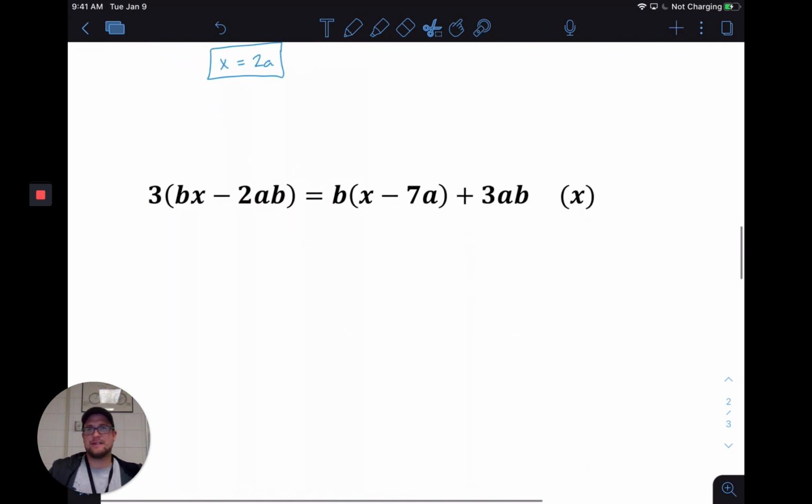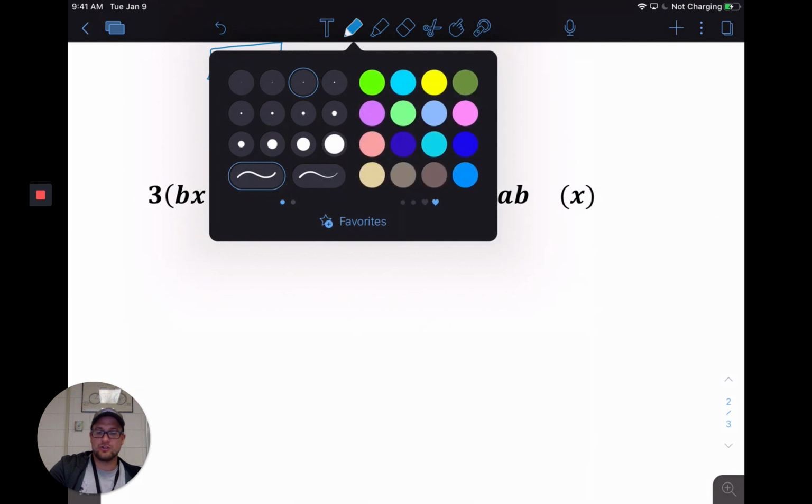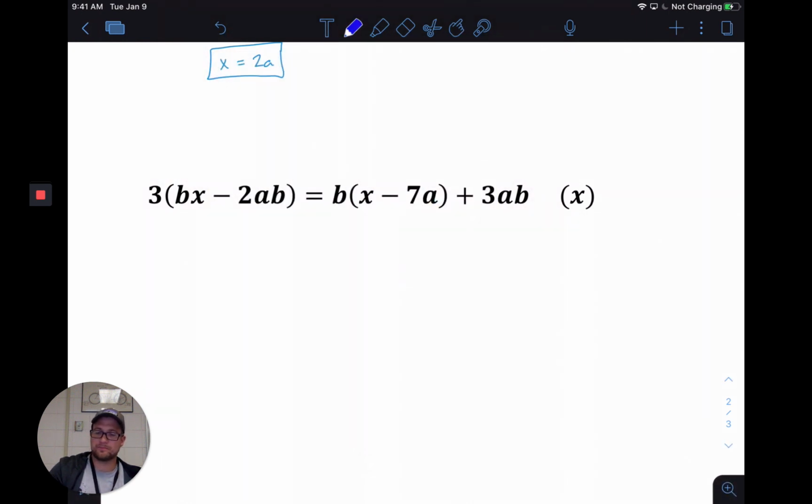Now, the first thing I see here is I definitely have some distributing that I could be doing. So let's distribute here to start. I'm going to distribute the 3 to each of those two terms, and I'm going to distribute the b at the same time. I've got to make this thing look simpler before I can really even see what I'm dealing with. The only thing I really know at this point is that I want to get x all by itself. So to do this, 3 times bx is going to be 3bx. 3 times a negative 2ab would give us a negative 6ab.